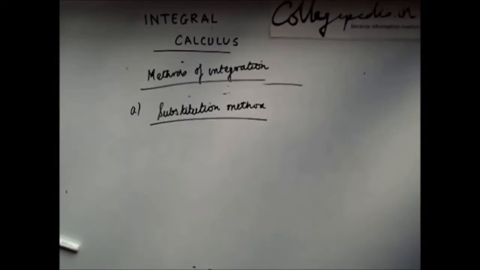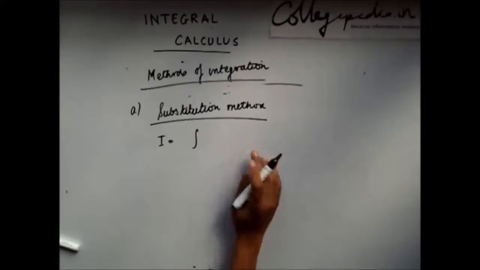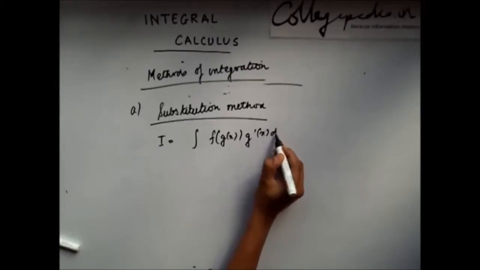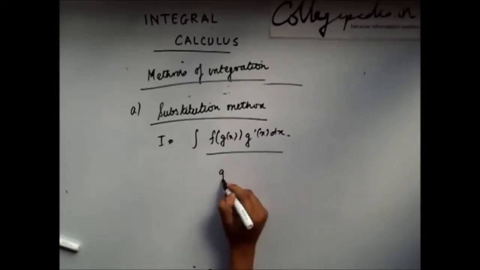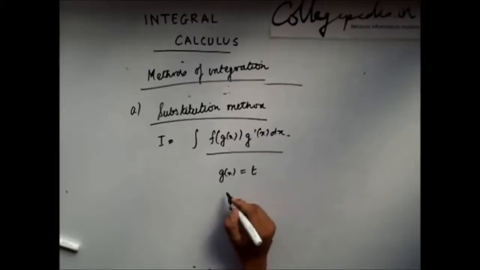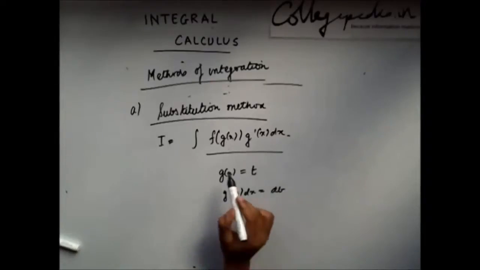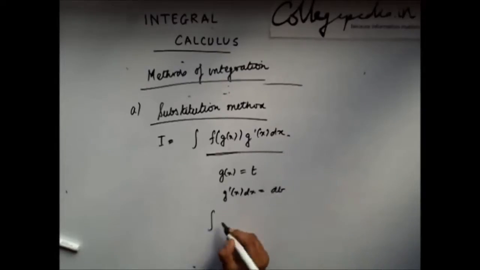Now in the substitution method, what we do is we target integrations which are of the form f of g x times g dash x dx. If the integral is of this form, we'll take g x as some variable t. Now if I differentiate both sides, I'll get g dash x dx equals dt. Now replace g x with t and g dash x dx with dt. What I'll get is the integral of f t dt.